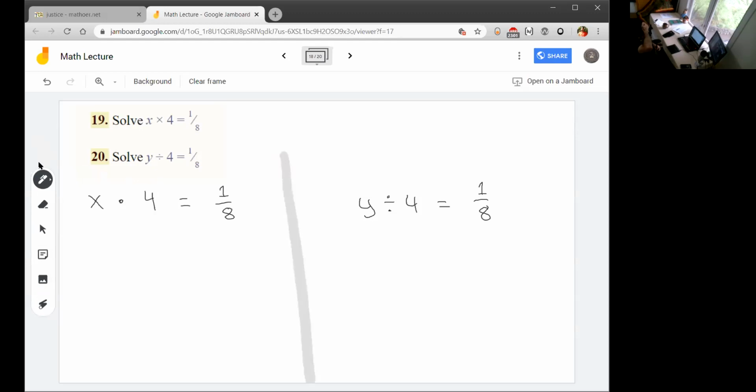Are these 1-step problems or 2-step problems? 1 step. And how do you know that? Because the letter comes first. The letter comes first both times.